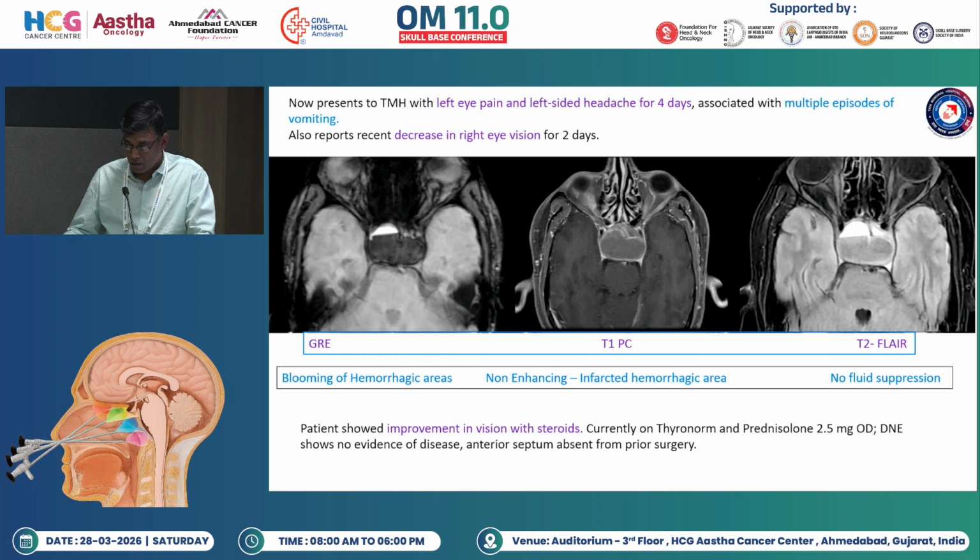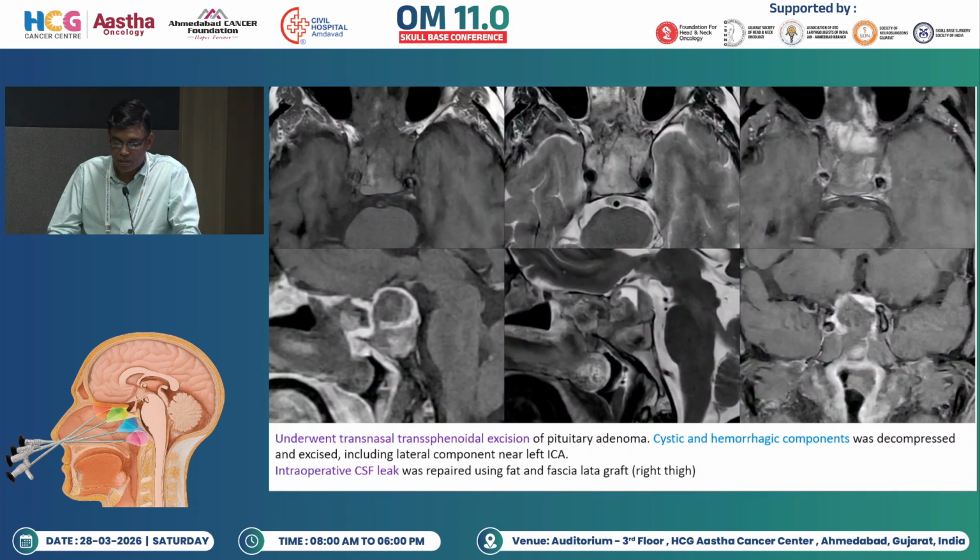And once you know that it's a pituitary apoplexy, the patient is given steroids, there is improvement, and this is followed by surgery. Post surgery, it has been reported that there is still residual disease. But this is something which should not be interpreted without the prior imaging.